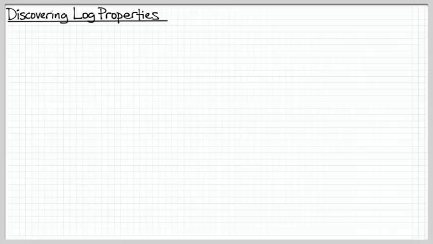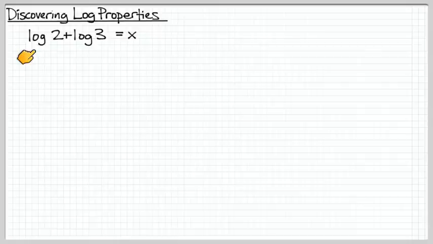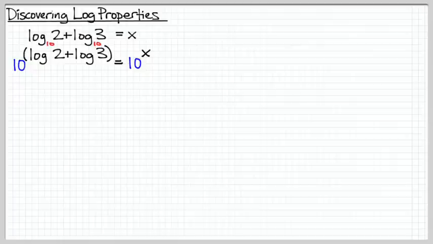We're going to look at one of the first properties here, and we're going to prove this one first. Let's look at this expression: log 2 plus log 3 is equal to x. And remember, when there is no base shown, we have an implied base of 10. We're going to take both sides of the equation. We're going to take 10 and raise it to the power of this left-hand side. We're going to take 10 and raise it to the power of x.